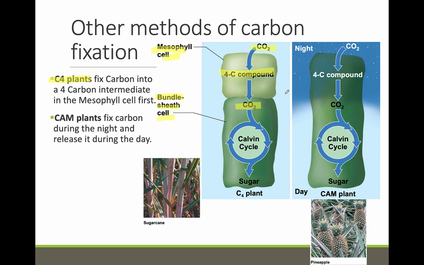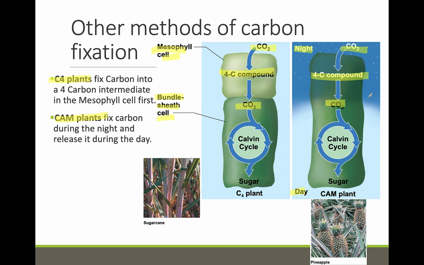Another method of getting around the buildup of oxygen is to separate the process of the Calvin cycle by time of day, such as the CAM plants. During the nighttime, it is not as hot and the plant can open the stomata. This allows the carbon dioxide to come in. It is fixed into a 4-carbon compound at night and then stored for later. During the day, when it gets hot, the stomata close and the oxygen builds up again. The plant can release the carbon dioxide. It's stored in the night so that rubisco is not overwhelmed by oxygen.